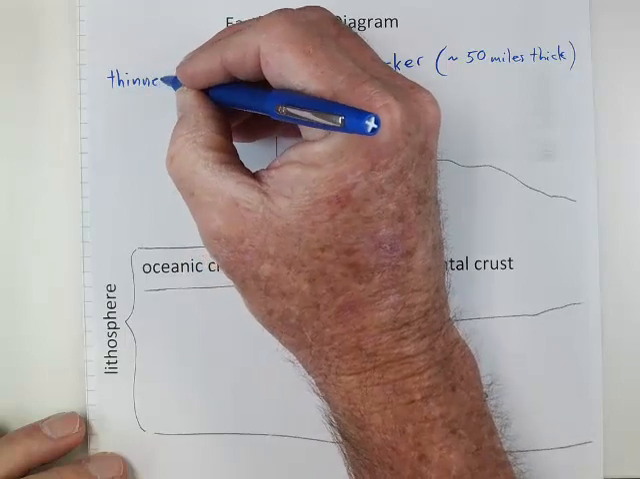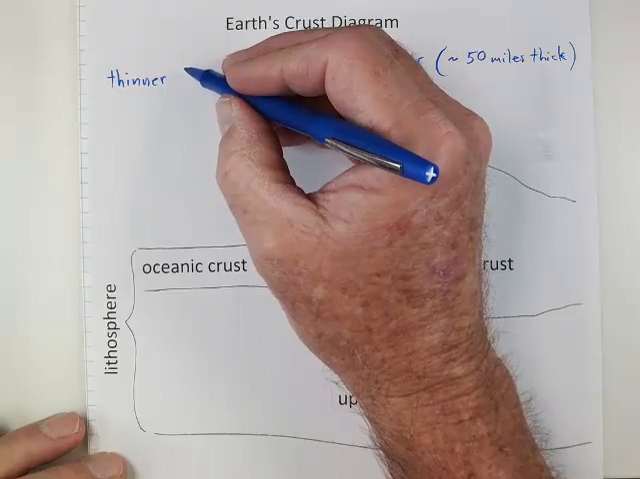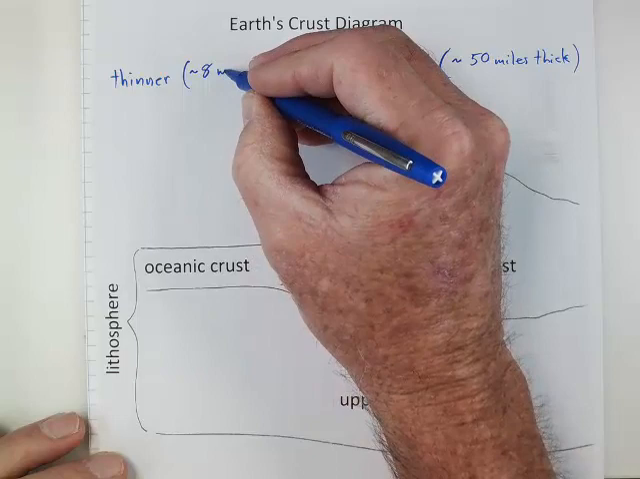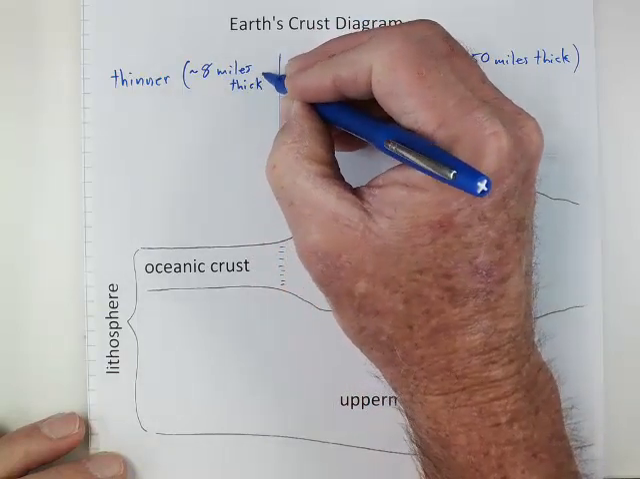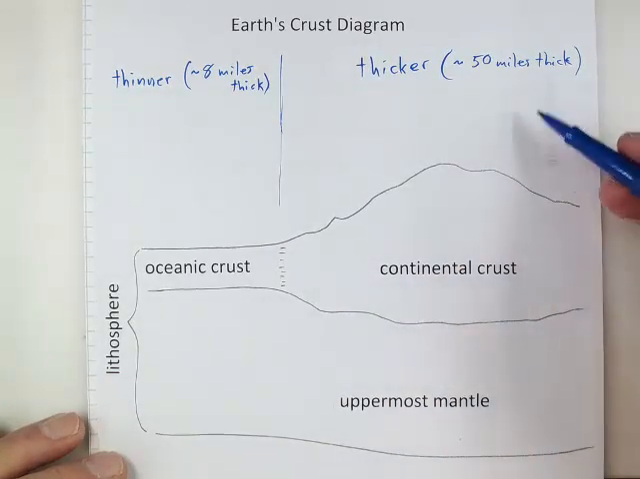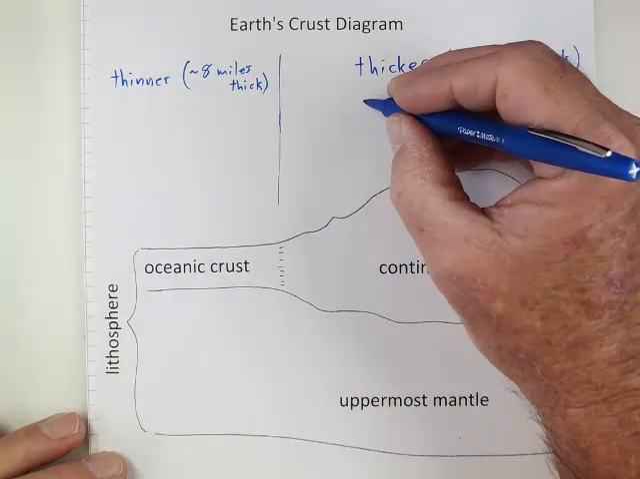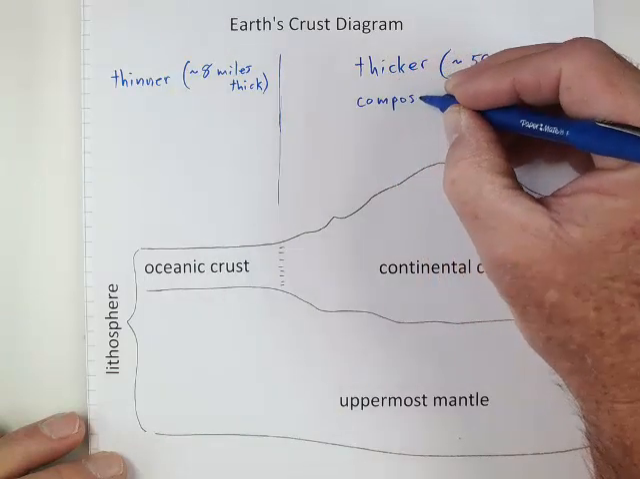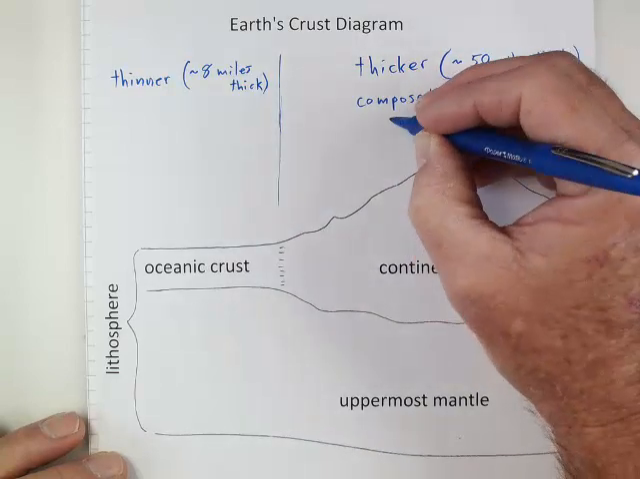Thinner. How thin is thin? Well, typically it's about 8 miles in its thickness. So roughly 8 miles thick, which is still fairly substantial, but nothing compared to the continental crust. Another difference between the two, continental crust is mainly composed of a rock called granite. So we'll put that here, composed mainly of granite.